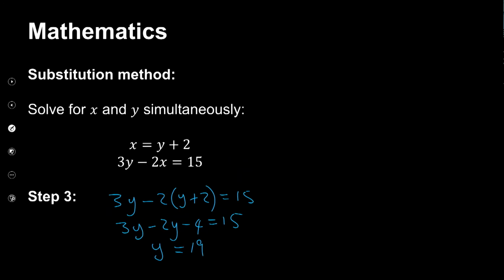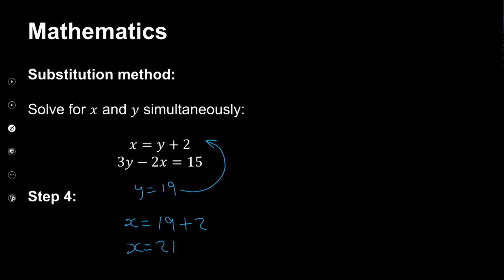Step 3, you solve for the variable. That's where I got my y is equal to 19, because the 15 plus the 4 will be 19. And then lastly, I substitute that into the first equation, which will then give me x as equal to 21. Guys, I hope that really clarifies how to do substitution.